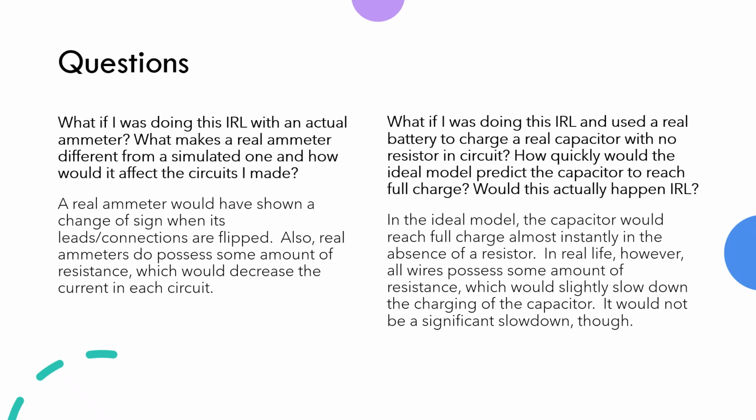If I'd used a real ammeter in this situation, like in real life, this sign would have changed when the connection flipped. Also, real ammeters do possess some resistance, so that would have definitely decreased the current as well. And then if I'd used a real battery, in the ideal model, the capacitor would reach full charge almost instantly, but real wires do have some resistance, so that would have slowed it down a little bit, not significantly though.